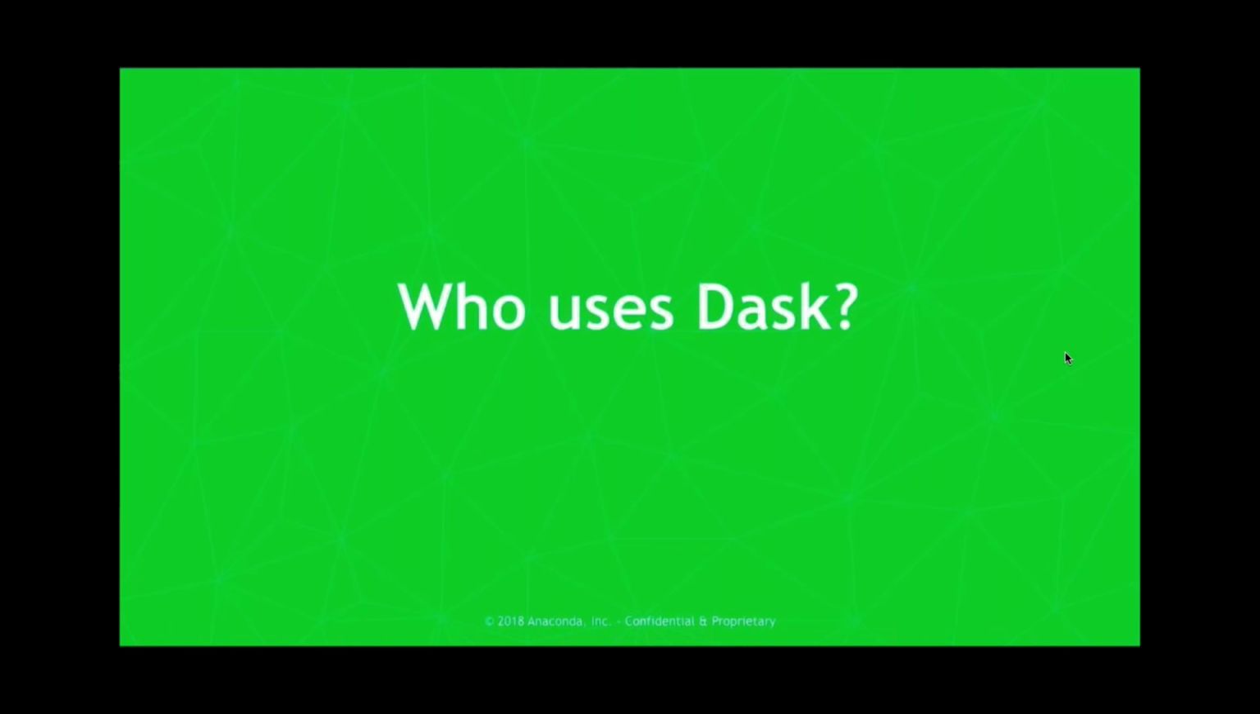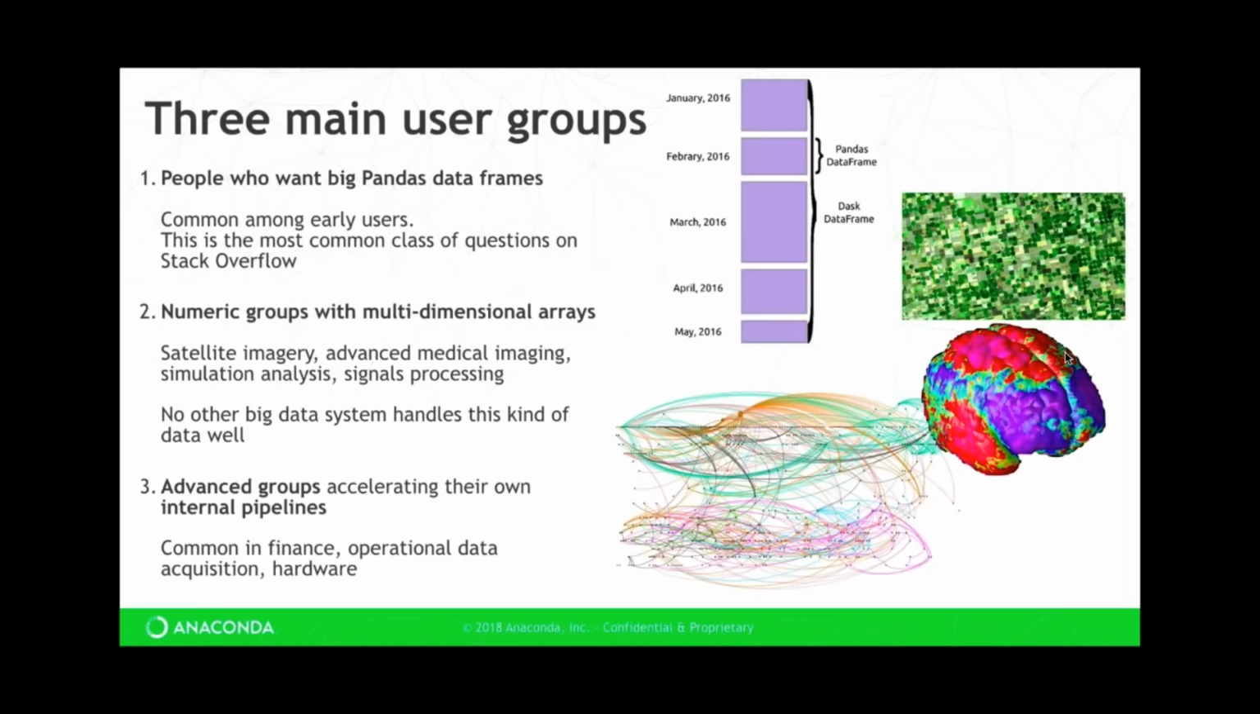Finally, let's look at who uses Dask and what kind of applications it tends to be used for. So we see Dask being used by three main groups. There's people who want big pandas data frames. This tends to be the sort of entry point. Most of the questions you read on Stack Overflow are people who are using pandas and want to scale it out to larger data sets and are using Dask data frame to do that. Secondarily, a lot of numeric groups use Dask's n-dimensional arrays.